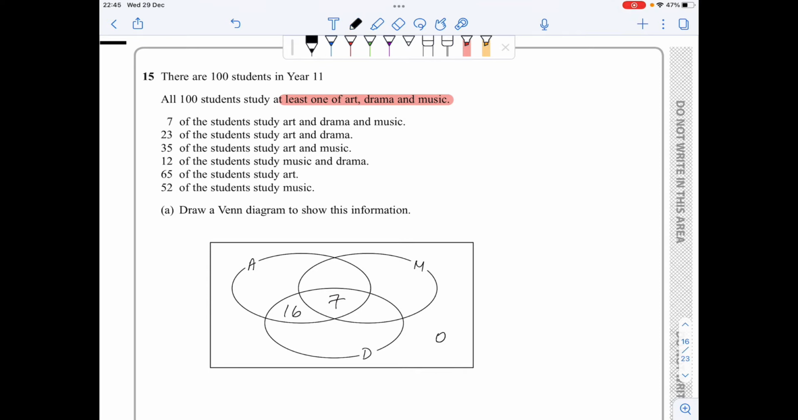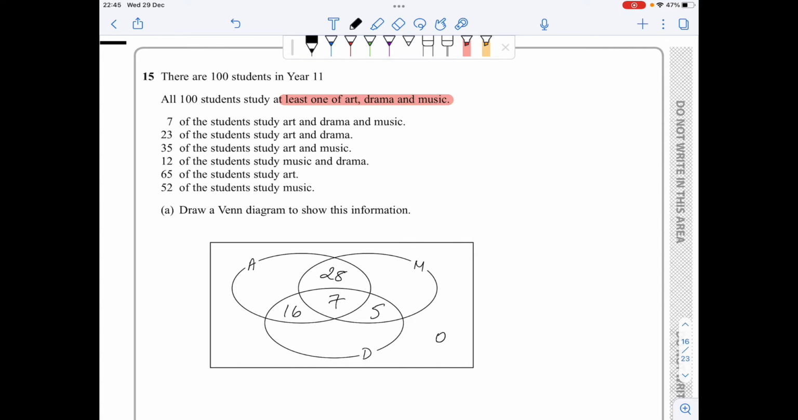Then 35 study art and music. So these two regions are equal to 35. So the top one is 28. And 12 study music and drama. Music and drama are these two regions. So I've got a 5 on the right.